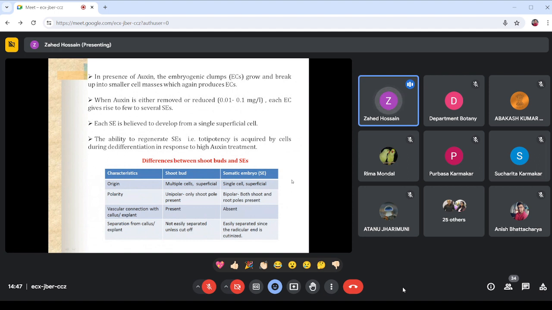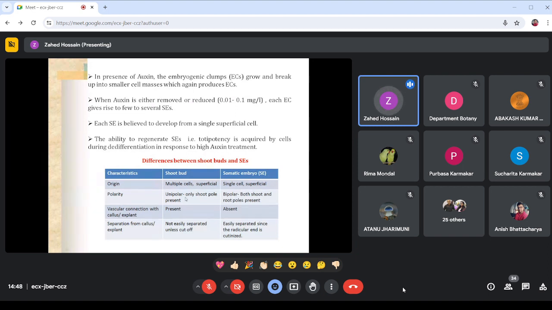In the regeneration protocol, I have shown that regeneration may be through organogenesis or through embryogenesis. Shoot bud formation is the organogenesis process, but somatic embryo development comes under somatic embryogenesis. The shoot bud's origin is multiple cells, whereas the somatic embryo is from a single cell. Both are superficial. That means the shoot bud regenerates from multiple superficial cells of the explant, but the somatic embryo develops from a single superficial cell of the explant.